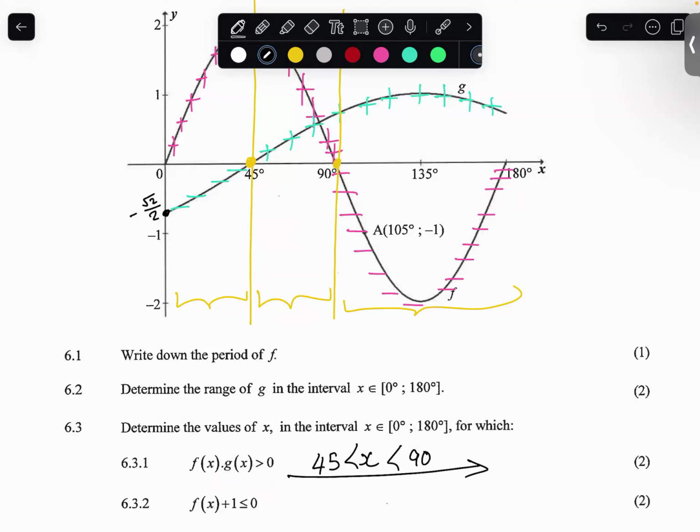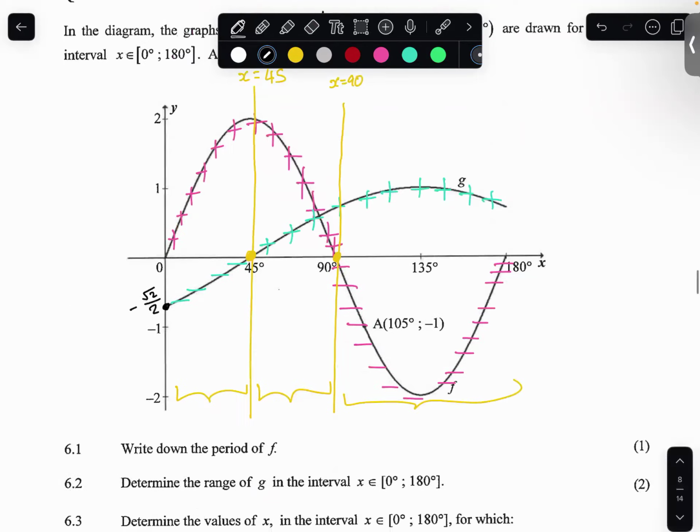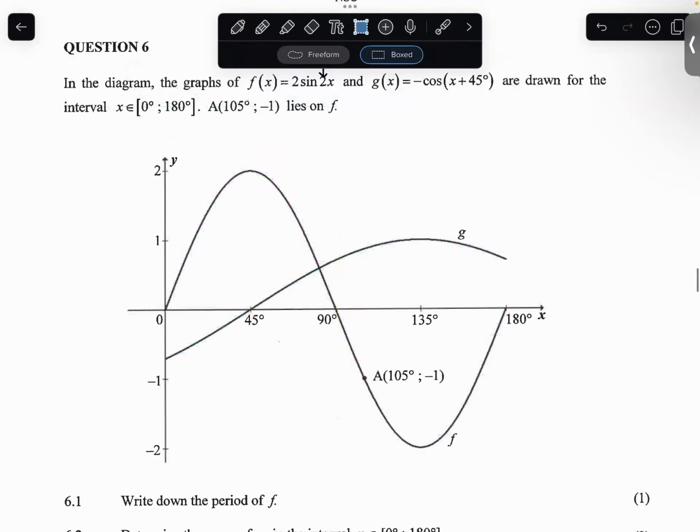6.3.2 says, where is f of x plus 1 less than or equal to 0? Whenever you get this, take the 1 over. That loose number, take it over. You can have f of x is less than or equal to minus 1. So this is what I want you to do. Completely different set of theory here.